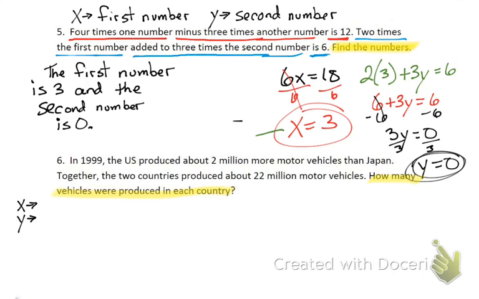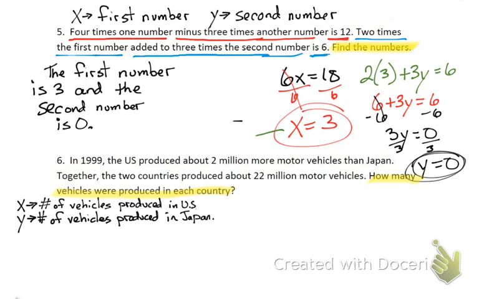So x is going to be the number of vehicles produced in the U.S., and y is going to be the number of vehicles produced in Japan. Again, the two things we don't know and the two things they're asking for. So there's the setup. There's what our variables represent. So now we need to make equations.